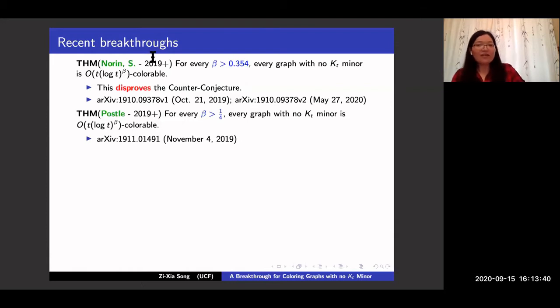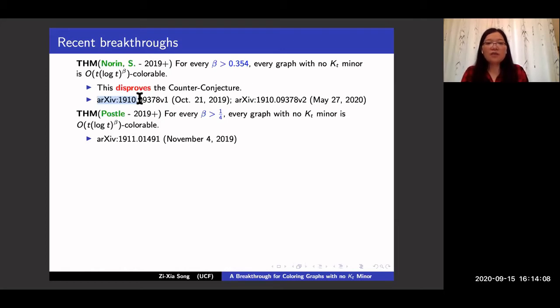So as I said, without Sergey, we won't have this paper. His contribution was tremendous here. Now, we proved that for every beta at least 0.354, every graph with no K_t minor is big O of t log t to the beta colorable. It is exactly what Sergey wanted, and it's little o now. So this would disprove the counter-conjecture.